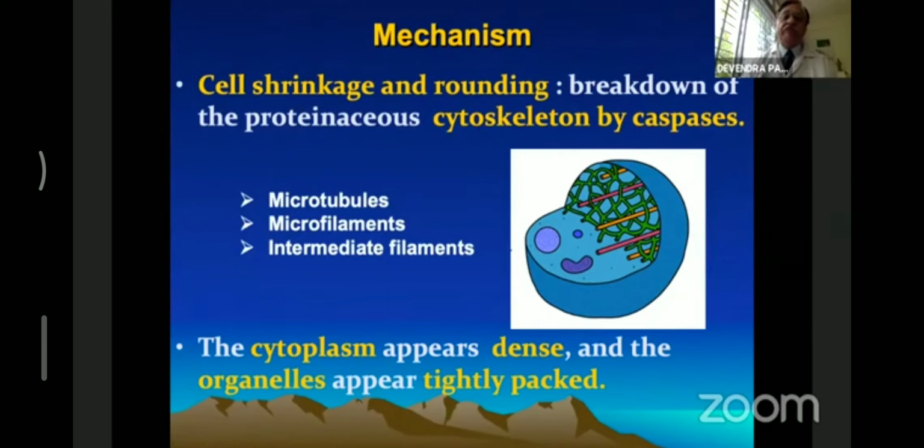Like the shape of the body is maintained by the bones, the skeleton we have. The skeleton of the cell consists of microtubules, microfilaments, intermediate filaments. All this is a microskeleton. This skeleton is broken down by caspases, so the cell shrinks. The cytoplasm appears more dense and the organelles appear tightly packed, obviously, isn't it?